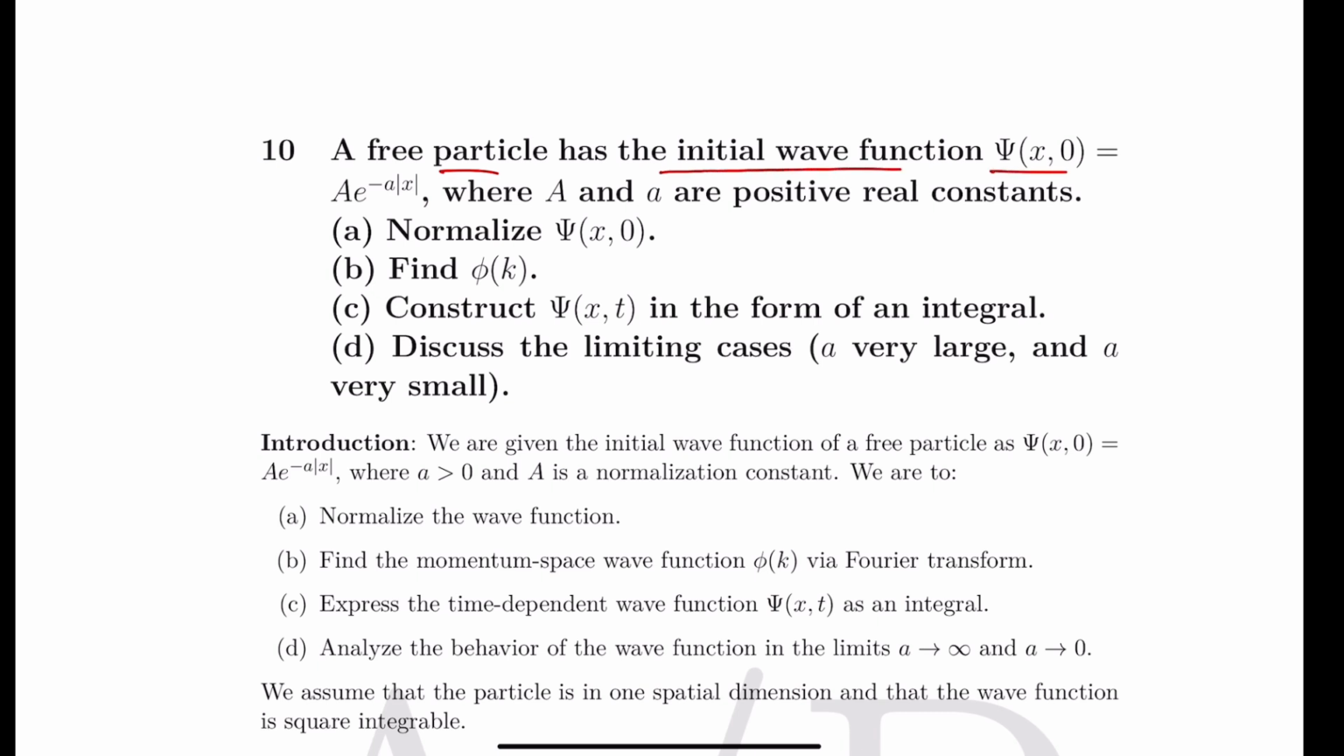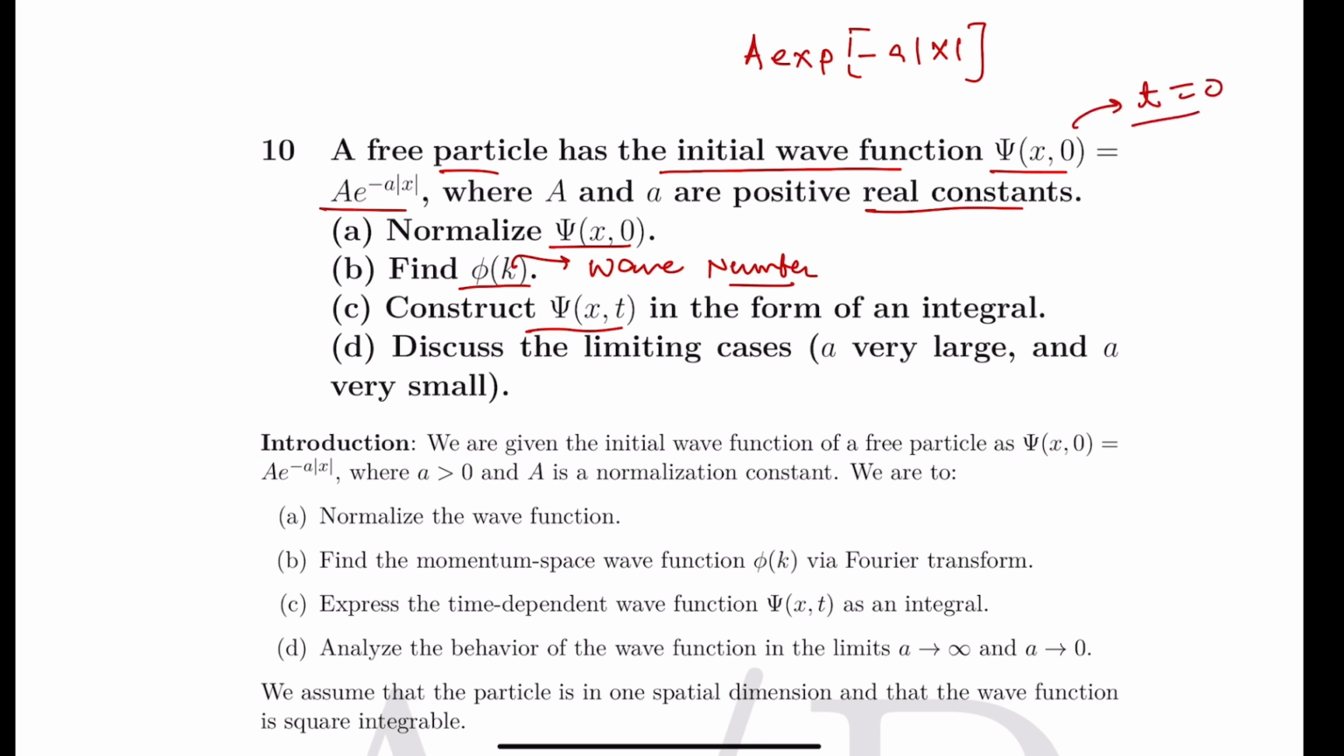Now let us move to the second question. A free particle has the initial wave function of this form, equal to some constant capital A times exponential of minus a times the absolute value of x. These are positive and real constants. We are required to normalize this wave function, find the wave function as a function of wave number, and then construct psi as a function of position and time, because right now the time is set to 0.